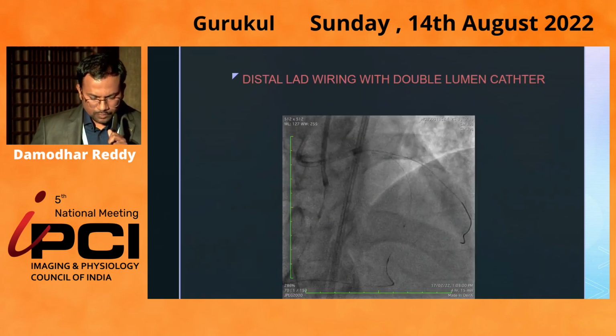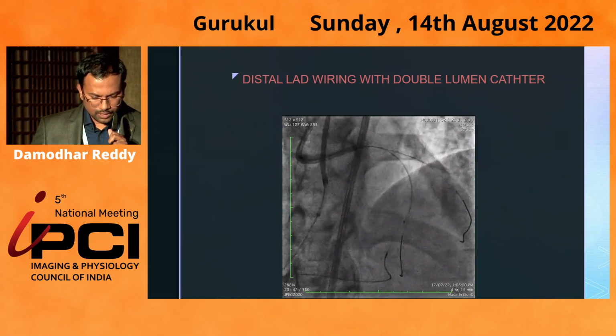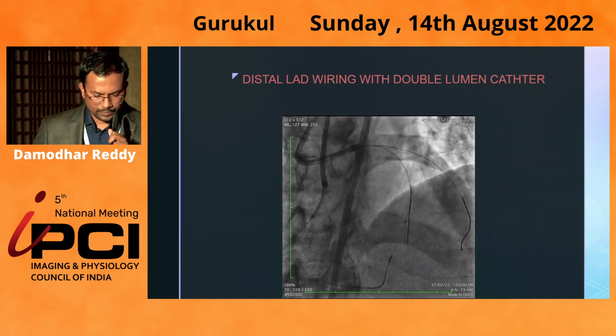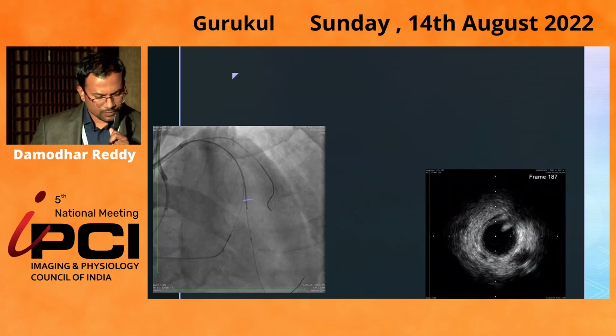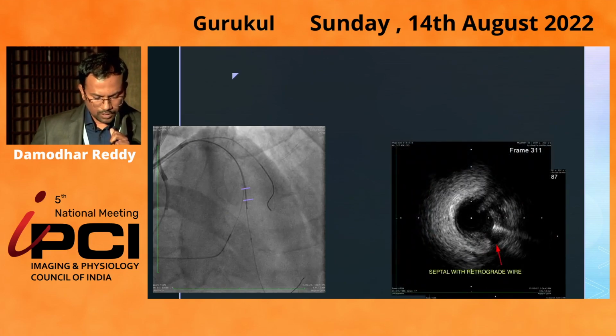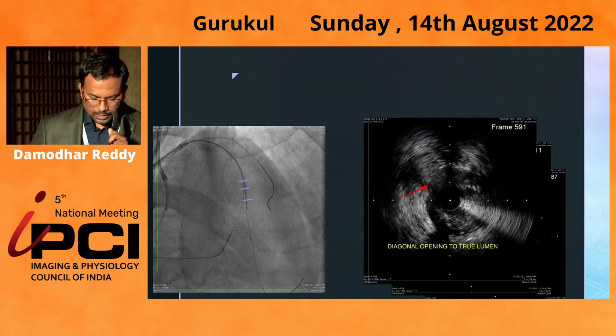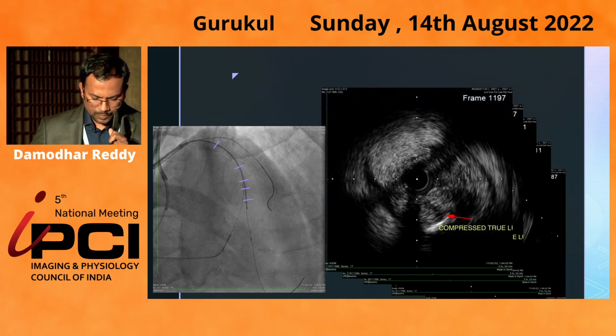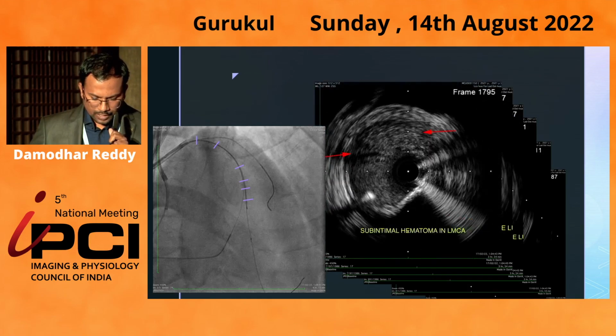And distal LAD, there was some difficulty, so we took a Crusade and entered the distal LAD by keeping it exactly at the entry of retrograde wire. And this IVUS was taken through the other wire which entered the distal LAD, and we saw that there was some amount of subintimal septal in true lumen, and some part of this is the false lumen. So you can see diagonal was opening into the true lumen, and this was a compressed true lumen. So there was some amount of subintimal space here, and you can see in LMCA there was subintimal hematoma.